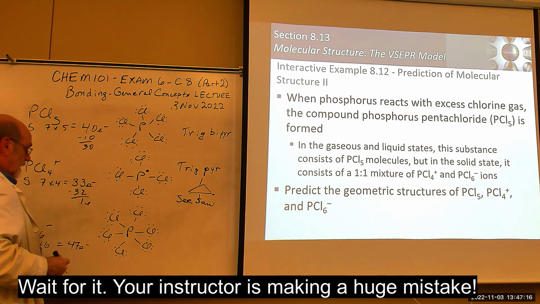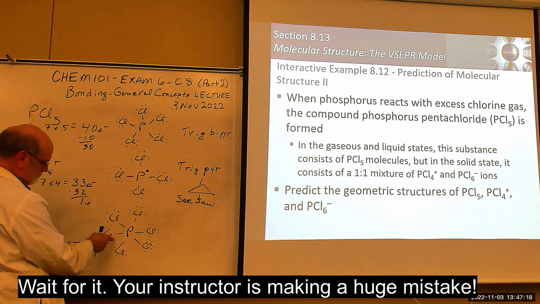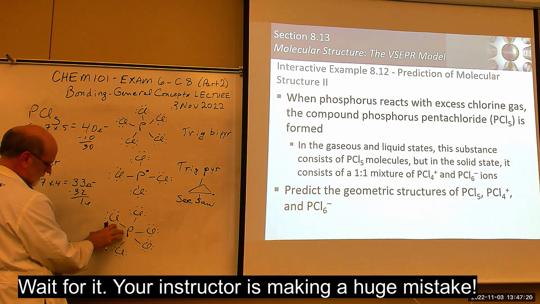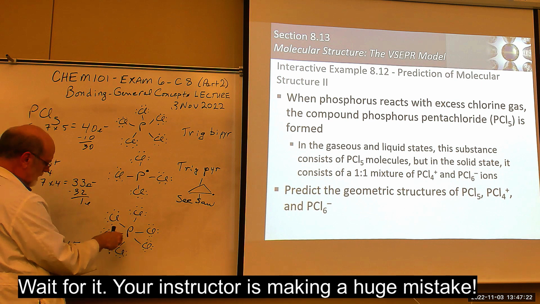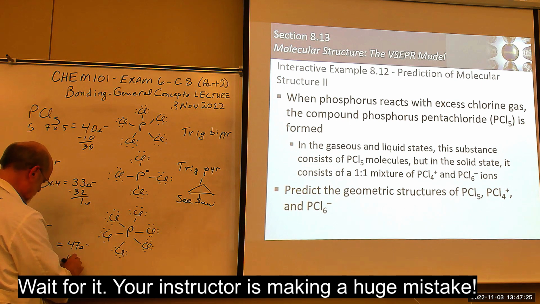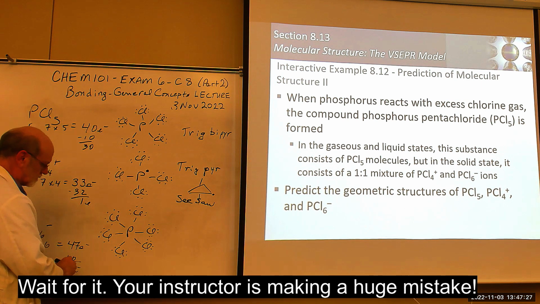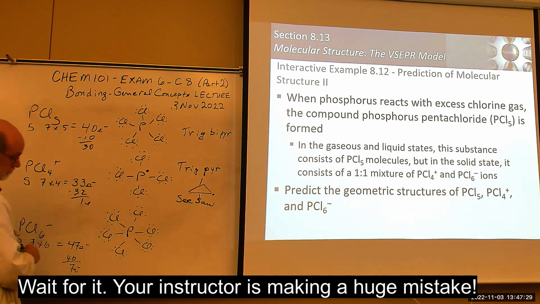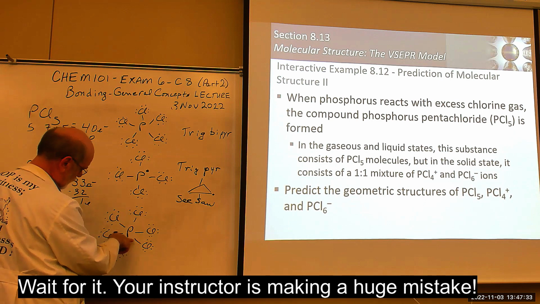Right. So let's see if we have 8 for each one. Then we say 5 times 8 is 40. That means 7 electrons left over. Right? Is that right? Oh, 6. Excuse me. 1, 2, 3, 4, 5.